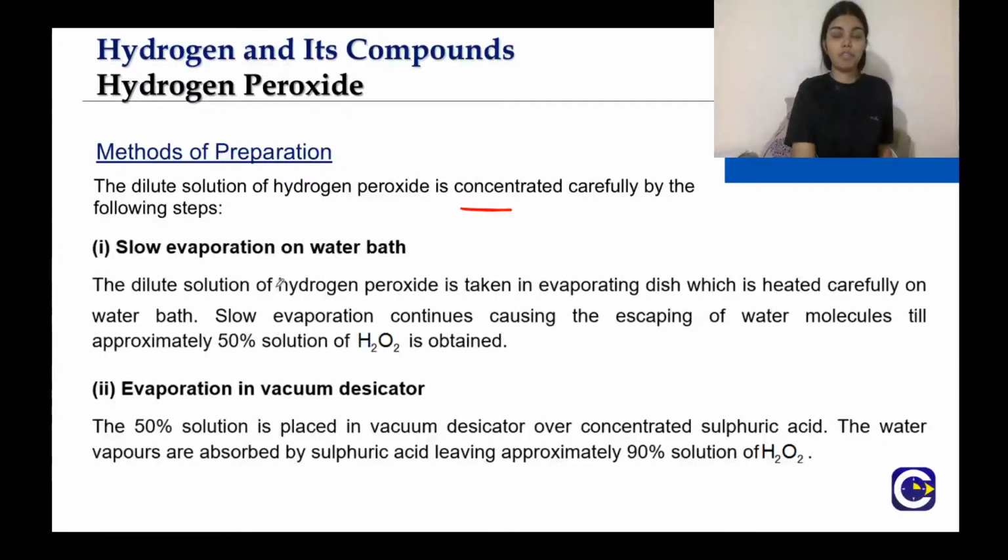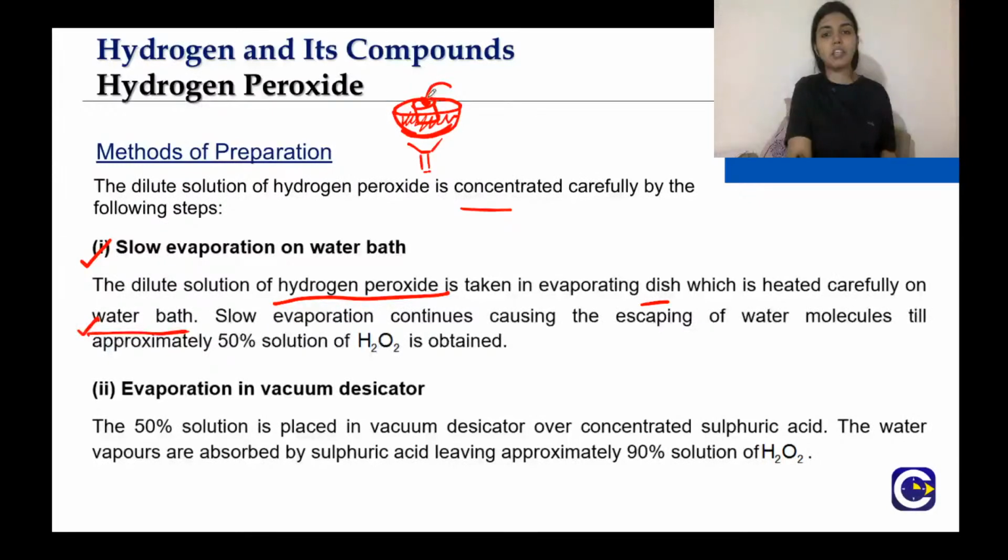So we need to follow the following steps. First one is slow evaporation on a water bath. The dilute solution of hydrogen peroxide, first you take it in an evaporating dish, right? Now we heat it in a water bath. What is a water bath? You have a bowl-like structure in which water is filled, and you keep it on a burner, and on that you take peroxide in a beaker, let us say, or in a flask. You will take the solution of peroxide and then heat it. You will not heat the peroxide on direct flame, right? We are taking a water bath here.